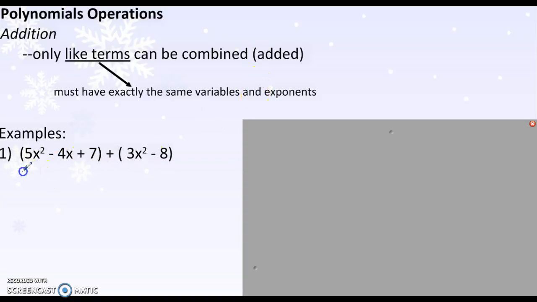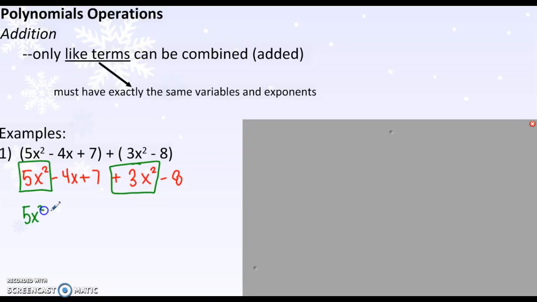Since we're adding, we can drop the parentheses so that now we have a collection of just terms, individual monomials that we're going to add together. And we're going to look and group our like terms. You might not have to do the grouping stage. But we have a 5x squared and a positive 3x squared. We have a negative 4x, and that one does not have any other like terms. But we also have a positive 7 and a negative 8.